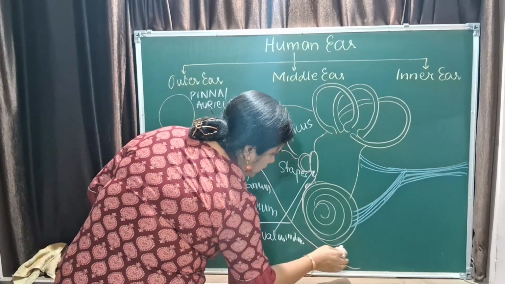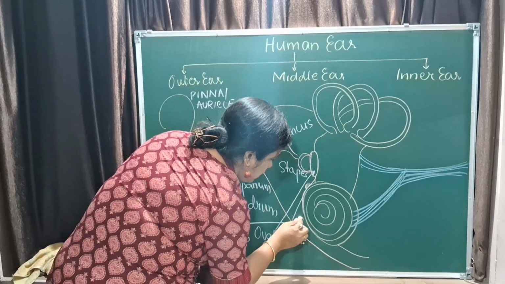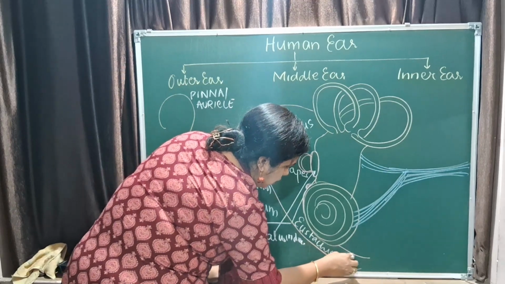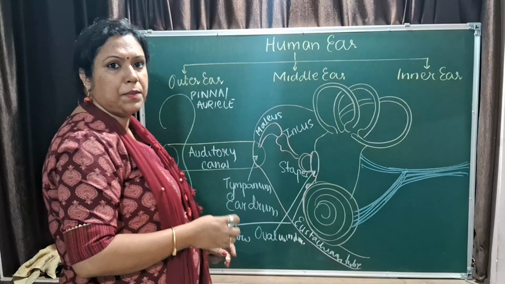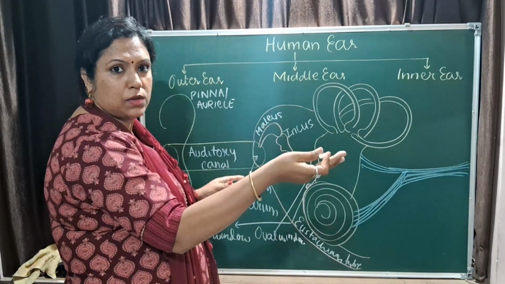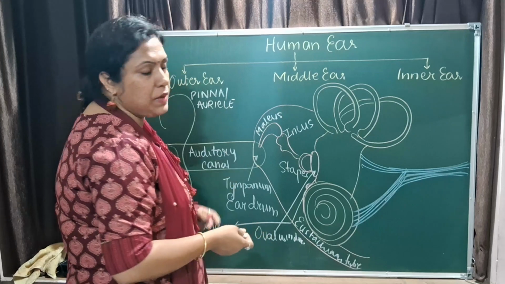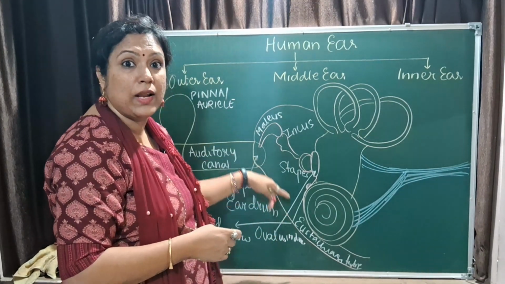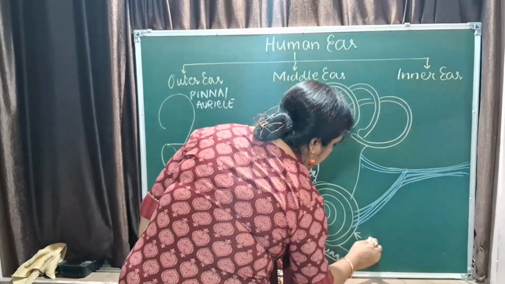This one which is going this way is connected to your throat region. It is the Eustachian tube. It helps in equalizing the pressure that is outside your ear, the atmospheric pressure, and the pressure inside your ear drum. This helps in maintaining and equalizing the air pressure. Okay, this is the cochlea.